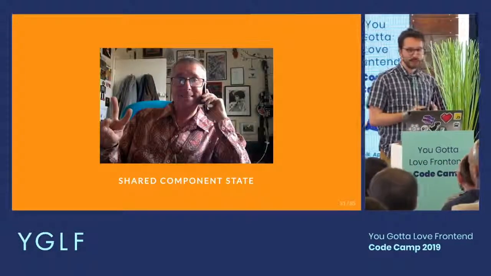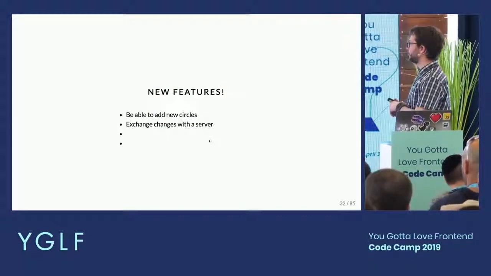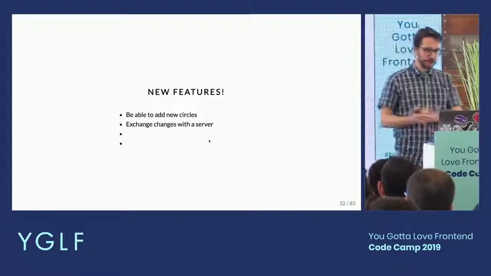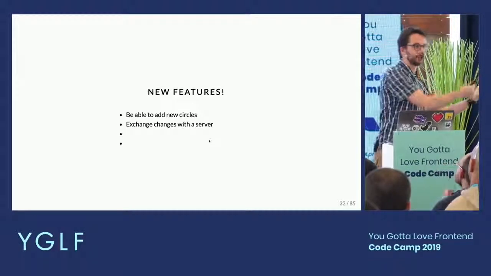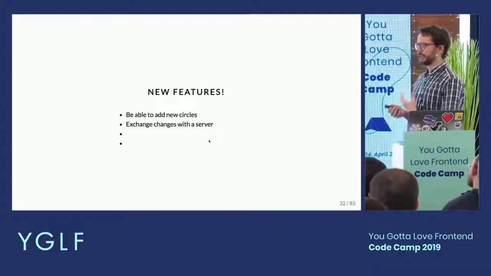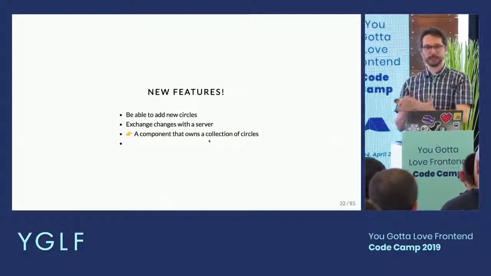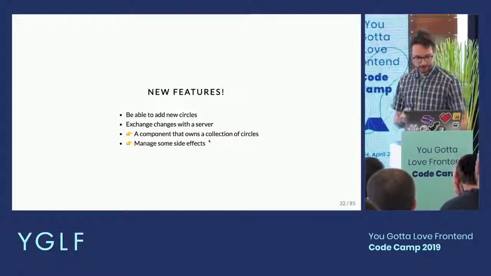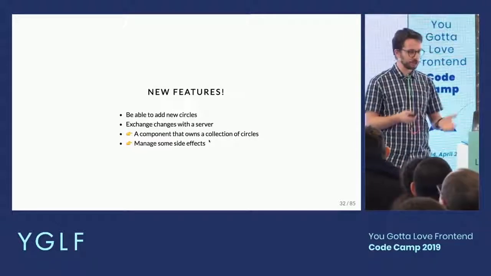Now let's take it a bit further. Let's add a bunch of new features, for example being able to add new circles to this application, or exchanging changes with a server, like sending the circles to the server, but also receiving them. Maybe it's a multi-user application. So what would that mean? It means that you would introduce a component that owns a collection of those circles. And it also means that you have to manage some side effects, like sending JSON changes and receiving them.